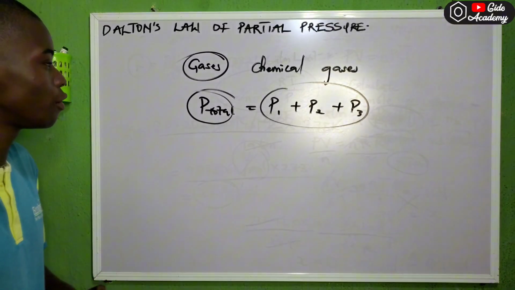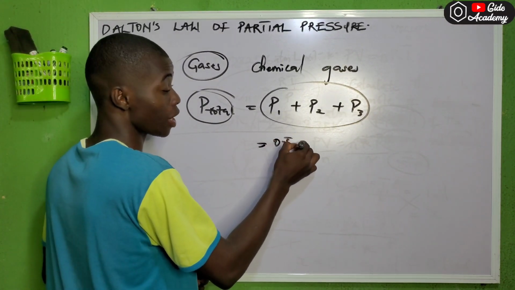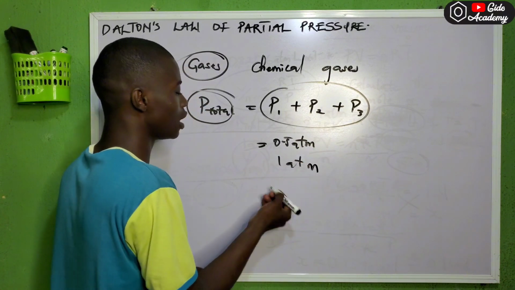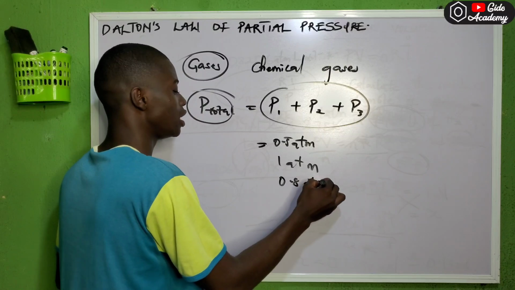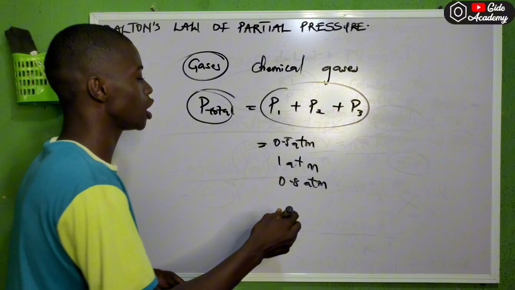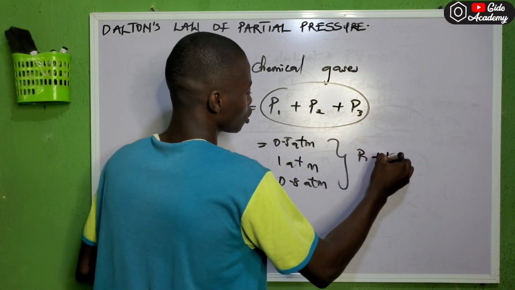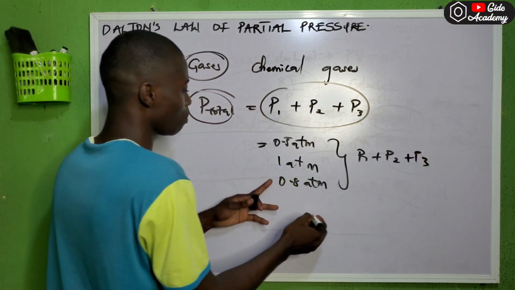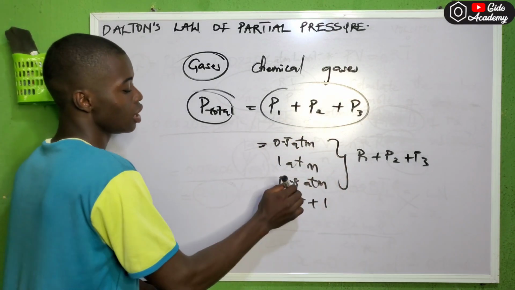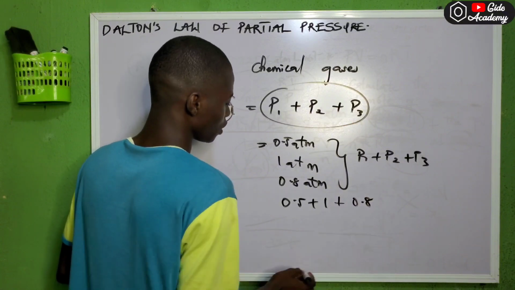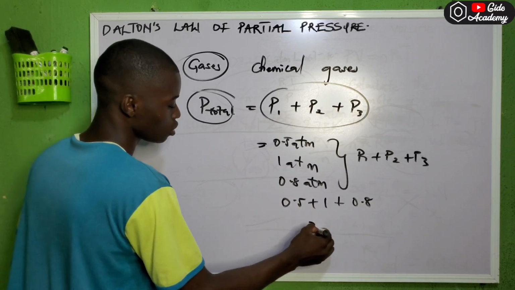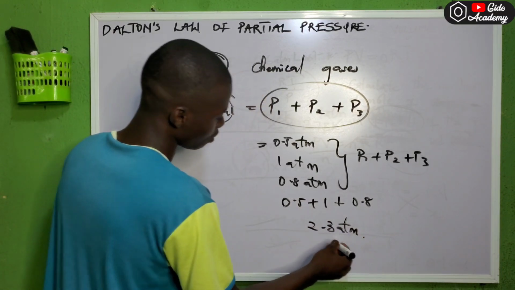So that means if you are given, for example, the first partial pressure as 0.5 atm, the second one as 1 atm, and the third one as, let's say, 0.8 atm, and you are asked to calculate the P total using Dalton's law, what you are expected to do is P1 plus P2 plus P3. These are the partial pressures, please. So 0.5 plus 1 plus 0.8 will give us 2.3 atm. As simple as that.